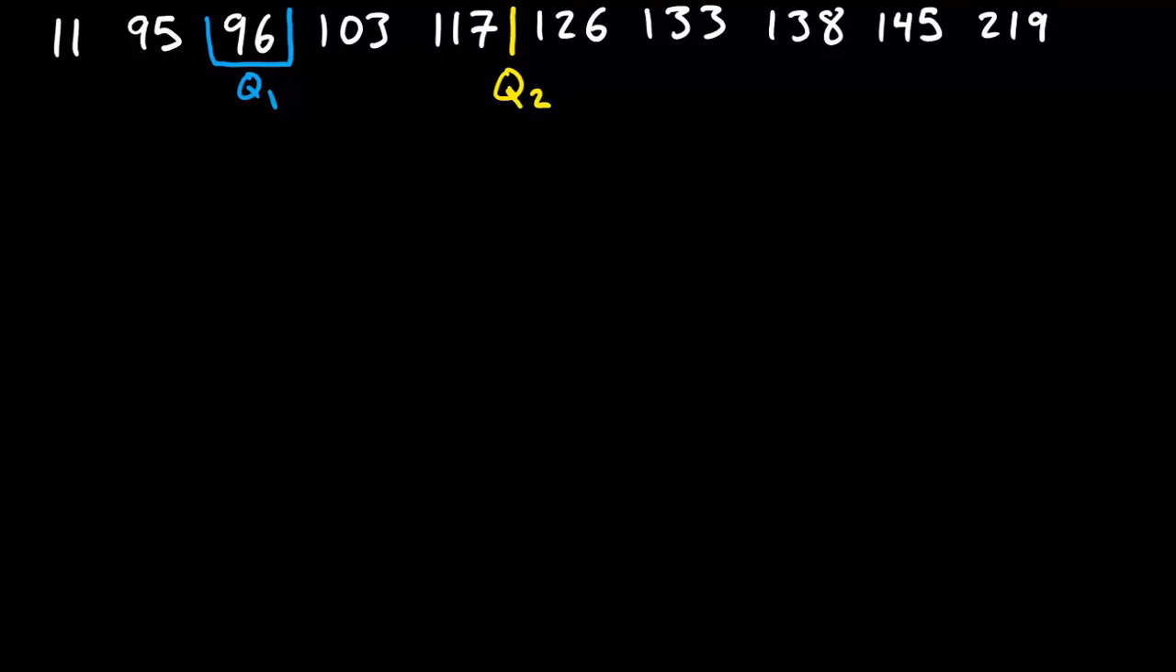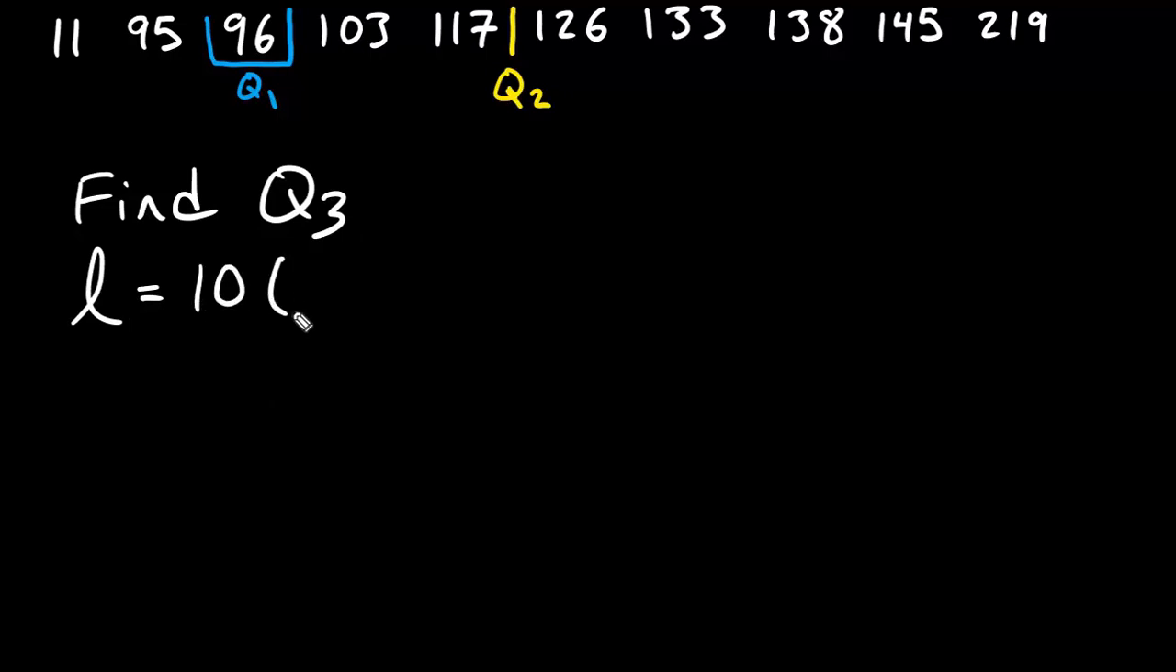All right, so now we are looking for Q3. Once again, our data is already in order. We need to find the location. All right, what is P going to be for this one? Well, Q3 is the 75th percentile, so P is 75, so 10 times 75 over 100, we get 7.5.